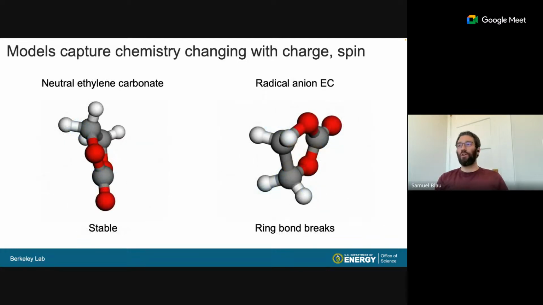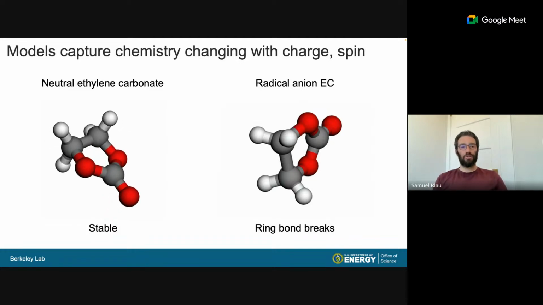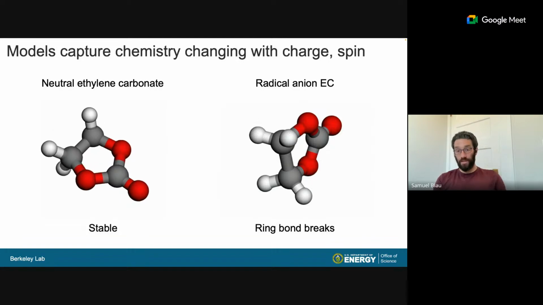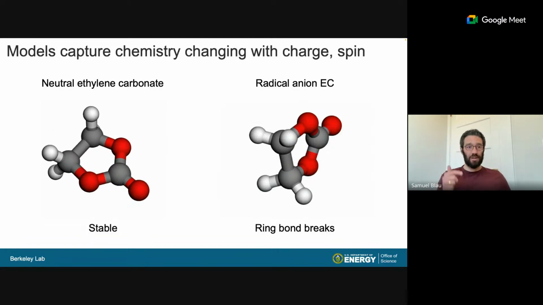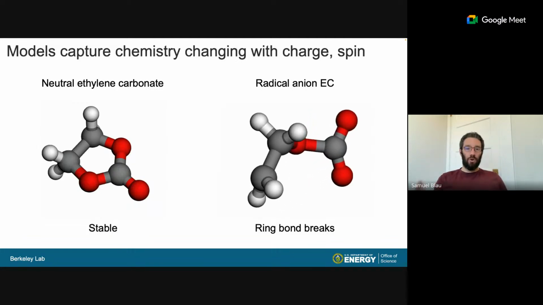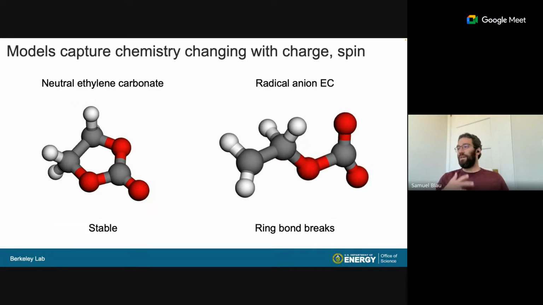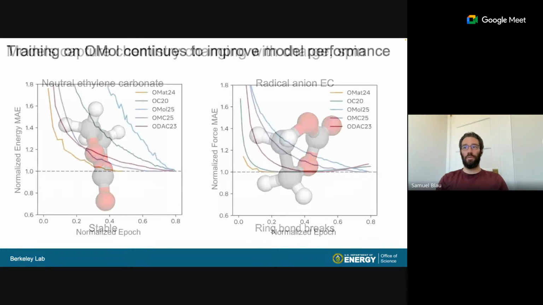Another example is the ethylene carbonate molecule, which is in every single one of the batteries in every single one of your consumer electronics. A neutral ethylene carbonate molecule should be stable, and indeed it is. But when you add an electron to ethylene carbonate, it becomes a radical anion. This basically happens in the battery production facility for every one of your electronics. A reaction cascade is initiated by the breakage of this ring bond, and that forms something called the solid electrolyte interface that makes a battery stable and commercializable. And again, for the first time, MLIPs trained on OMol25 can capture this difference between the neutral and the radical anion form of the molecule.